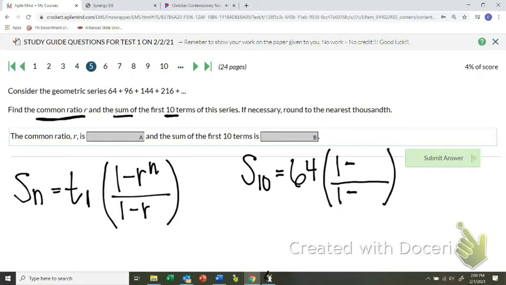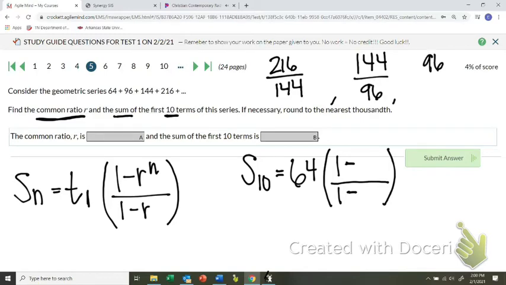There's 2 ways you can do this. You can multiply frontwards, or we can divide backwards. Okay? So, Jacqueline, I want you to type in 216 divided by 144. Jack, I want you to type in 144 divided by 96. And Kaylee, I want you to type in 96 divided by 64.